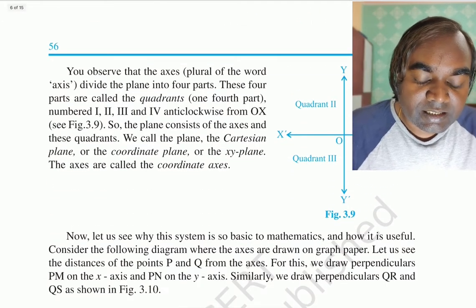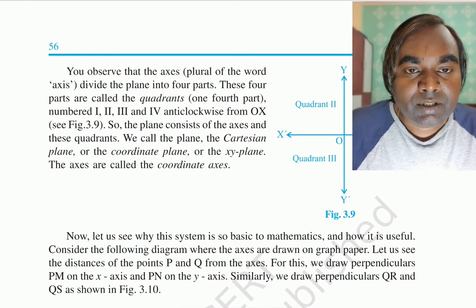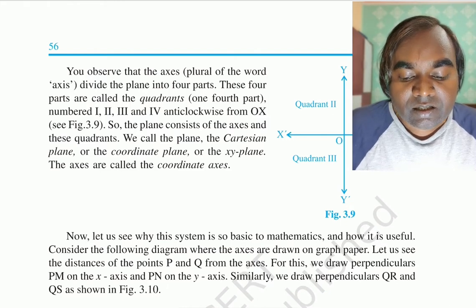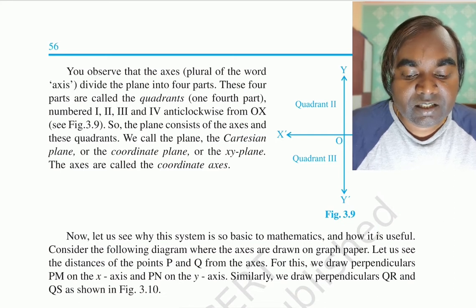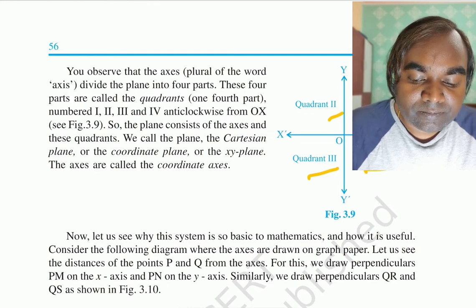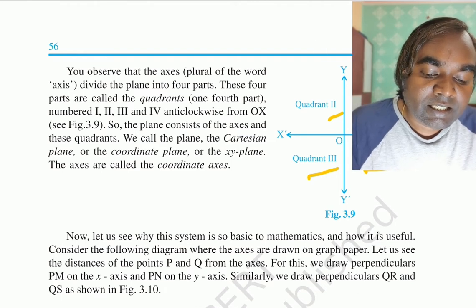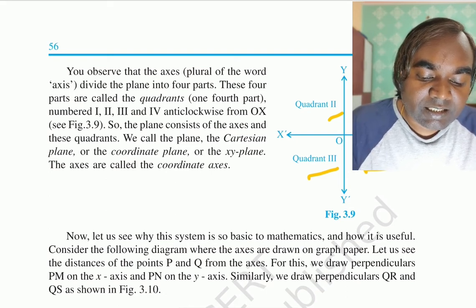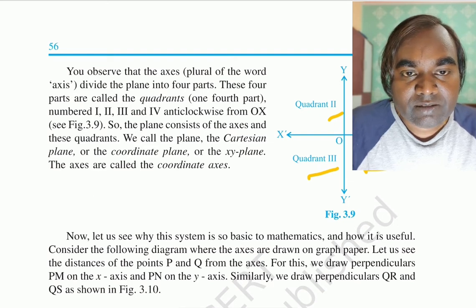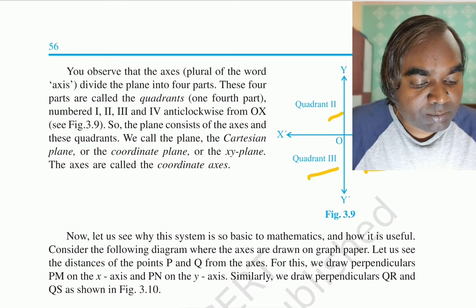Now you can see that these two number lines divide a plane into four quadrants: quadrant 1, quadrant 2, quadrant 3, and quadrant 4. In quadrant 1, x and y both are positive, and in quadrant 2, y is positive and x is negative. In quadrant 3, both x and y are negative, and in quadrant 4, x is positive and y is negative. So you must remember these conditions of the quadrants.